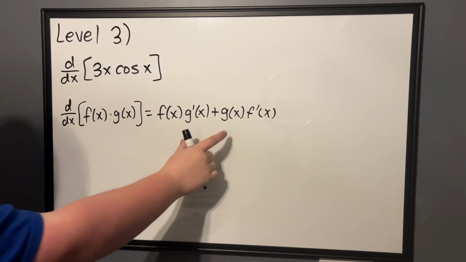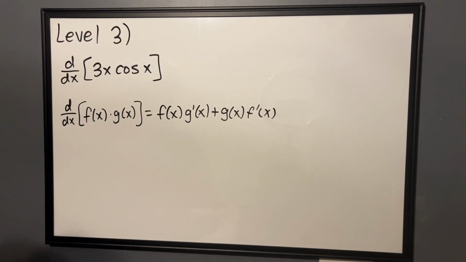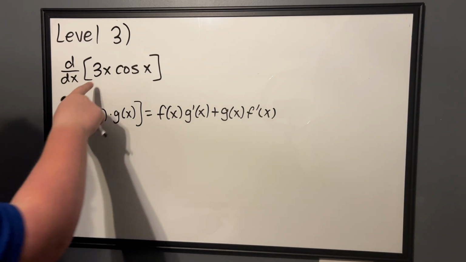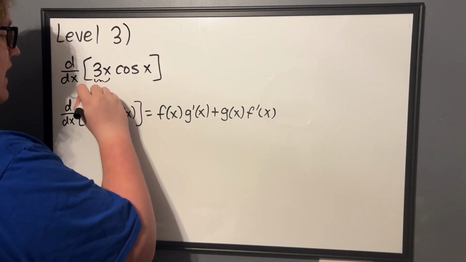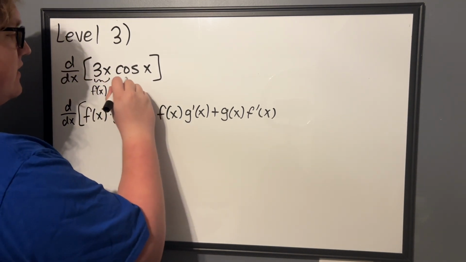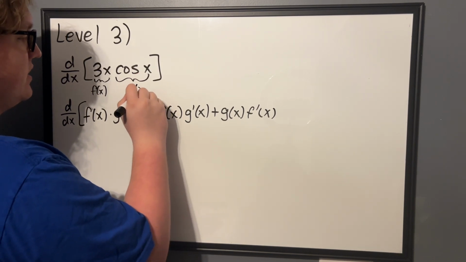So you can actually flip these orders, and some people do, but I usually keep it in this order. But that is the definition of the product rule. So we're going to use this to take our derivative right here. We're going to call this 3x f of x, and then this cosine x is going to be g of x, right?